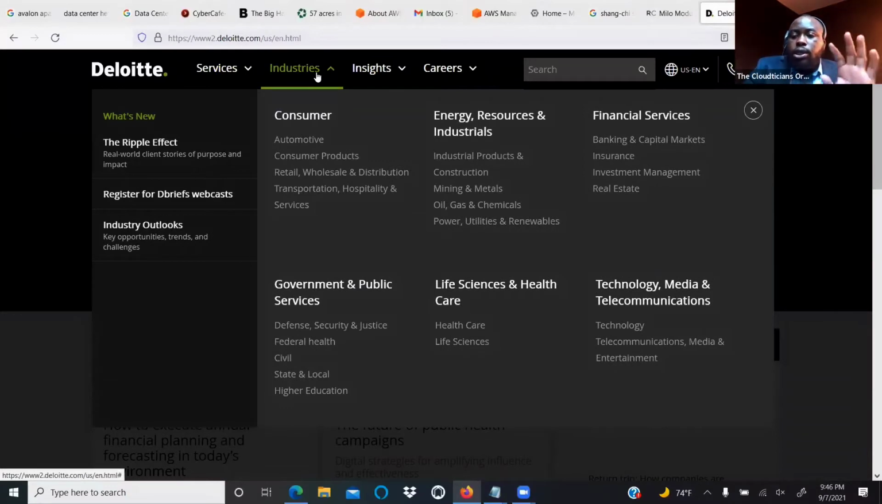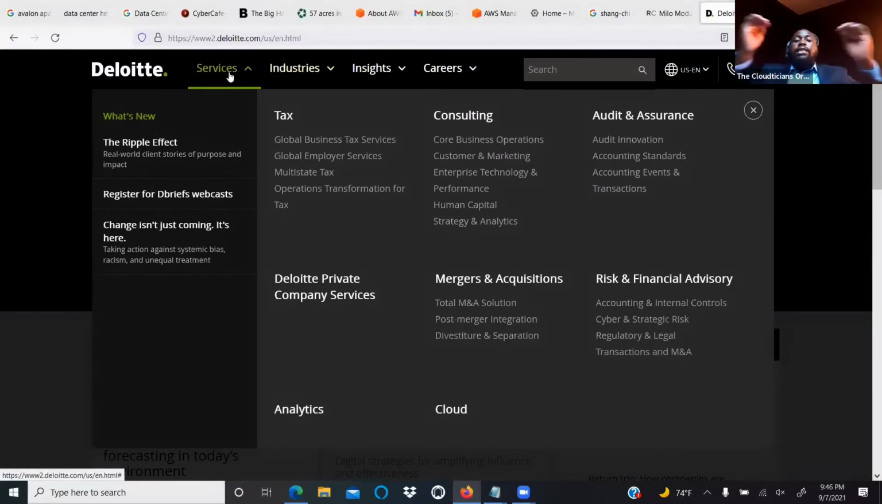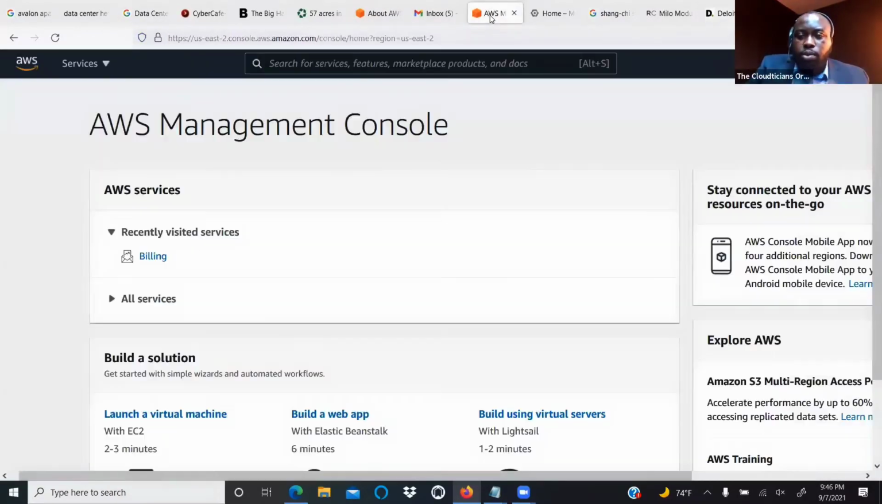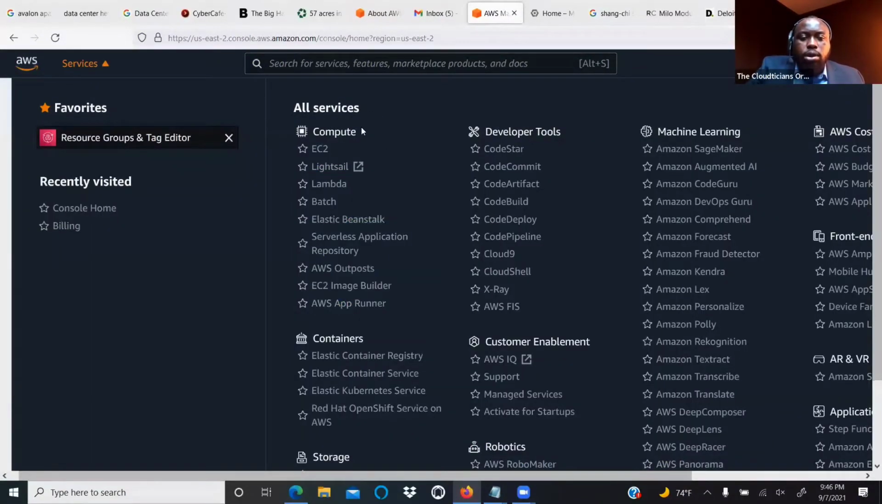Look at this. Industries is a category. Everything under industries is a subcategory. Services is a category. Everything under services is a subcategory. It's the same thing with AWS. Compute is the category of what we offer. We offer compute service. Under compute service, I said that compute means computer, right?